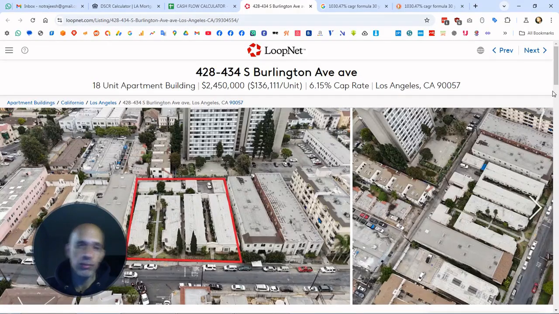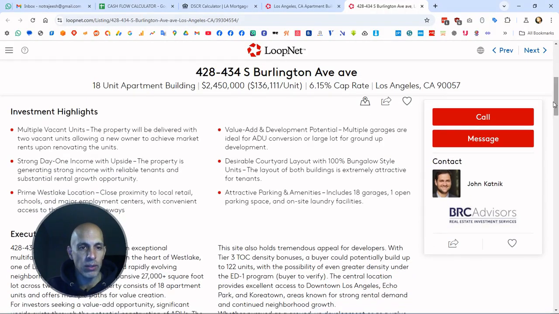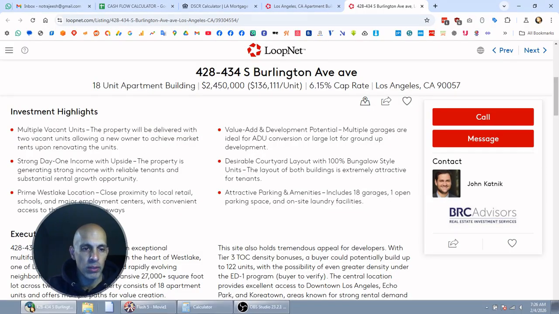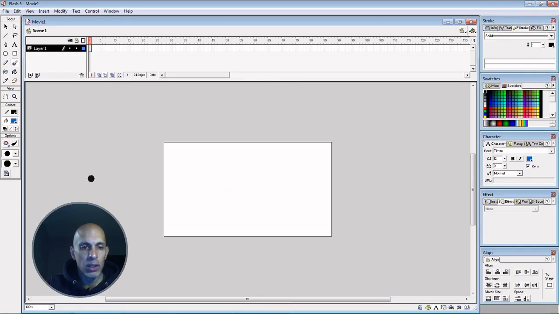Let's get into it. So there's multiple vacant units. The property will be delivered with two vacant units. So let's do some math here. We've got to figure out which loan this will qualify for. So this is too many units for a normal DSCR loan.